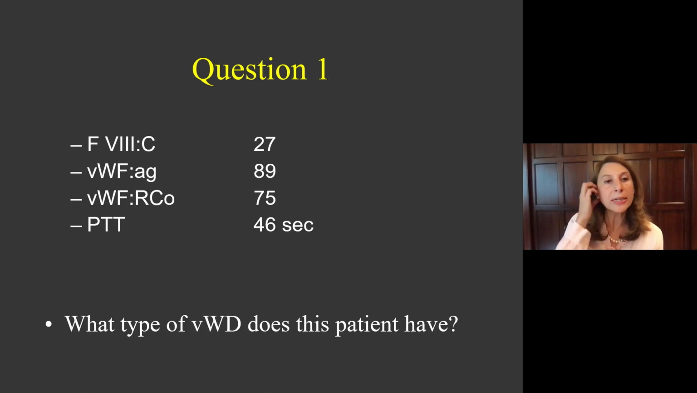So you get some baseline von Willebrand levels. Her factor 8 level is low at 27. Her antigen is 89. Her ristocetin cofactor is 75, and her PTT is 46. Given the normal antigen and the ristocetin activity that's normal, you're asked, what type of von Willebrand disease does this patient actually have?